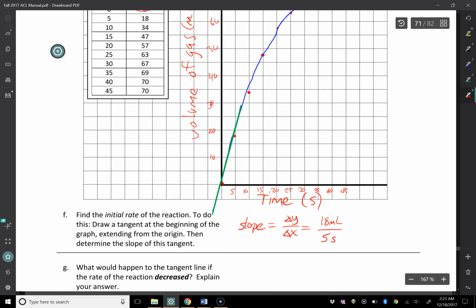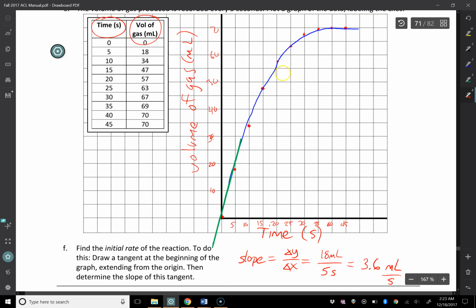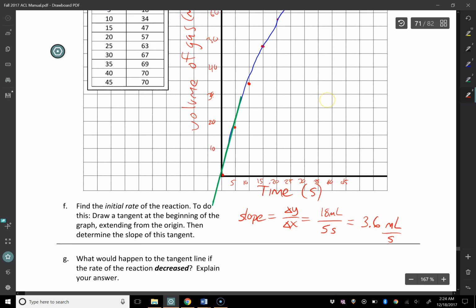This is the slope of the line, and this is the initial rate of the reaction. In 5 seconds, we produced 18 milliliters. If you'd like to go through and do the math, by all means, go right ahead. I think you end up with, I don't have a calculator on me, I think I remember it being like 3.6 milliliters a second. So that's the rate of formation of gas at the beginning of the reaction. Since we're looking for the initial rate, it's really important that you draw the slope, that tangent line from the origin. If you're drawing it at other places on the graph, it's not the initial rate.